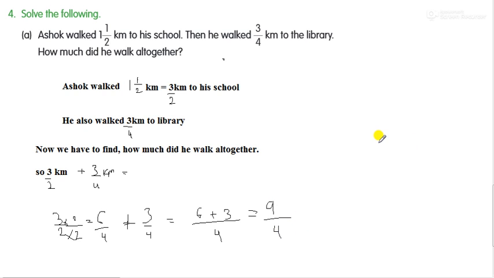Now here divide 4 and 9. 4 twos are 8 and the remainder is 1. So here 2 is the quotient, 1 is the remainder and 4 is the divisor. So 2 is to 1 by 4 kilometer.